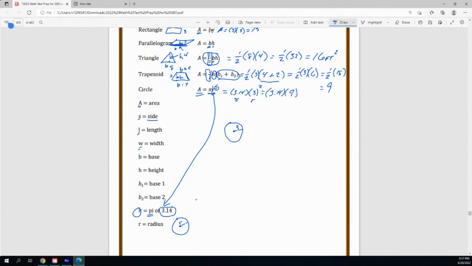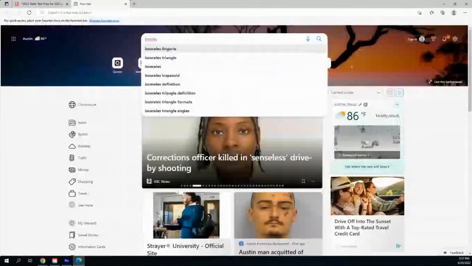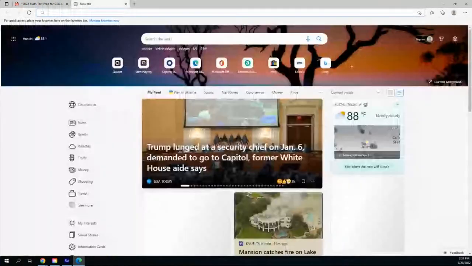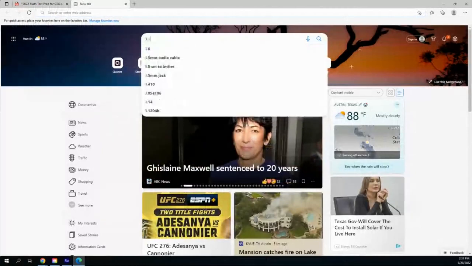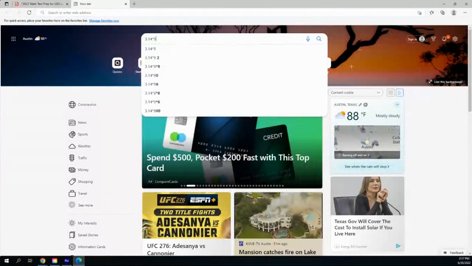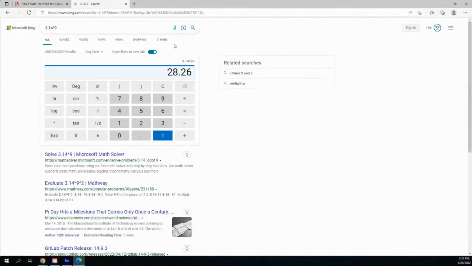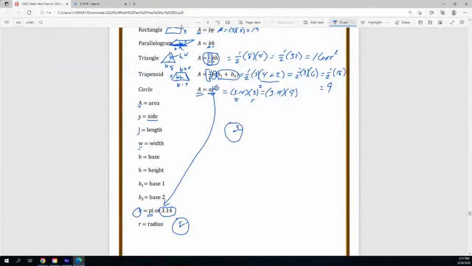And I would put this in my calculator. Let's go ahead and do that. So 28.26. This would be my area.